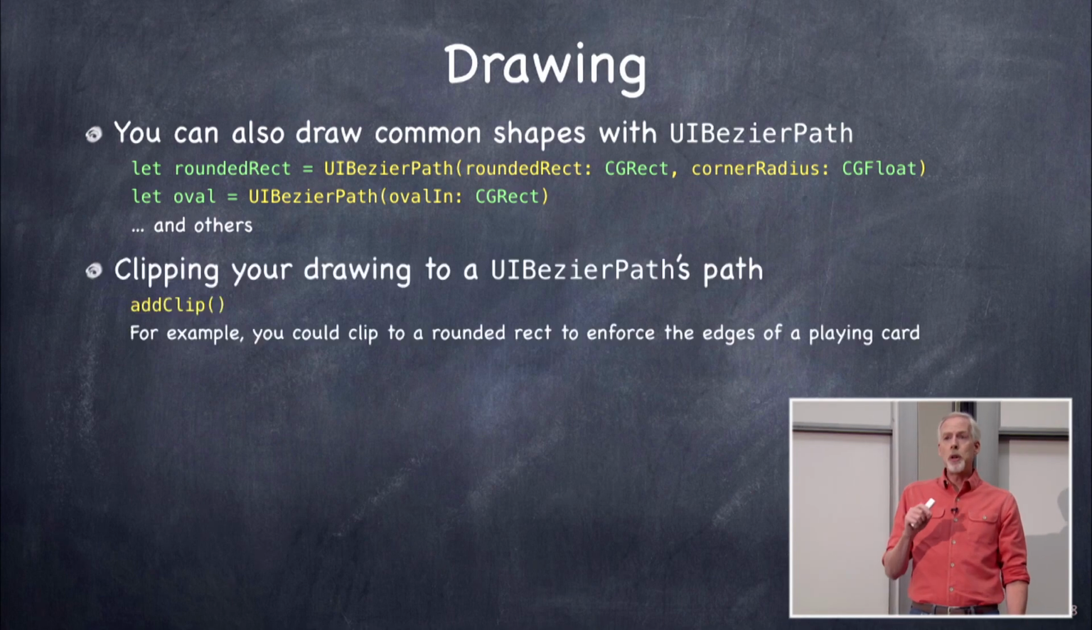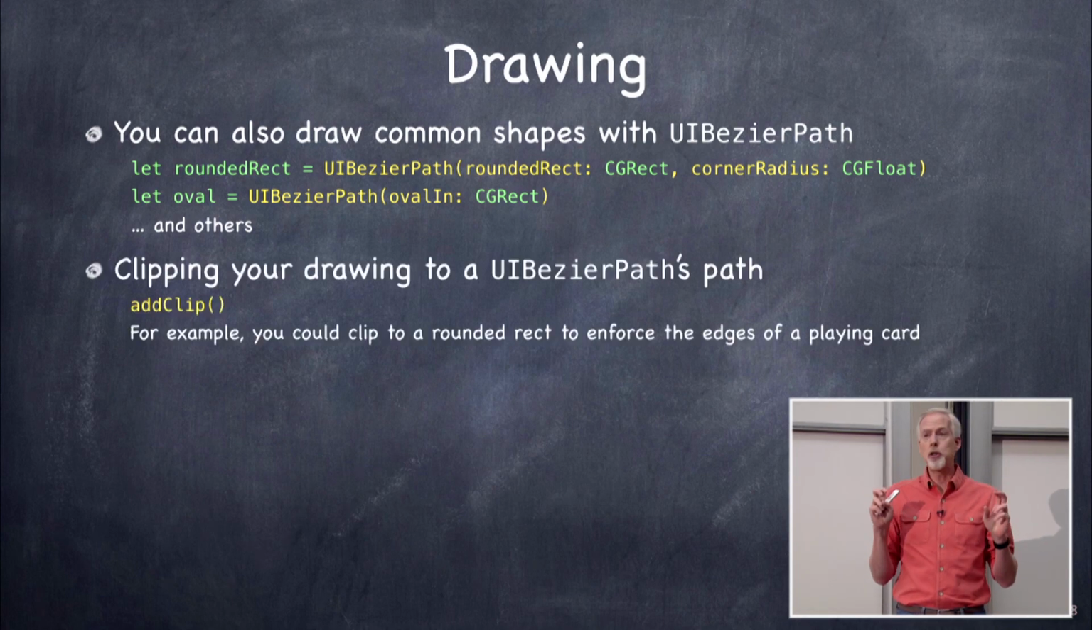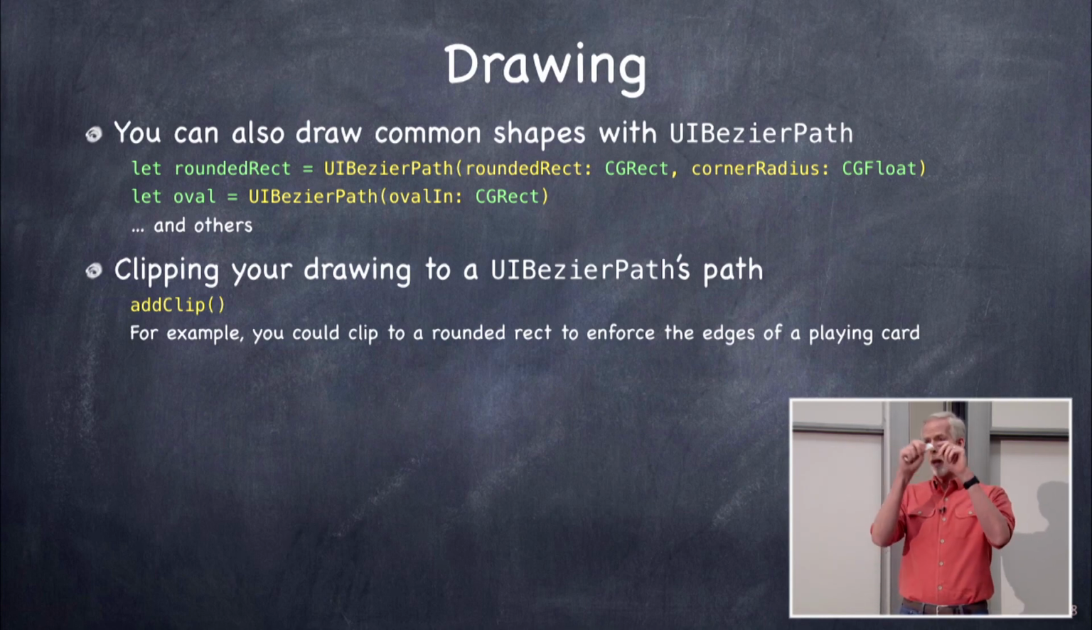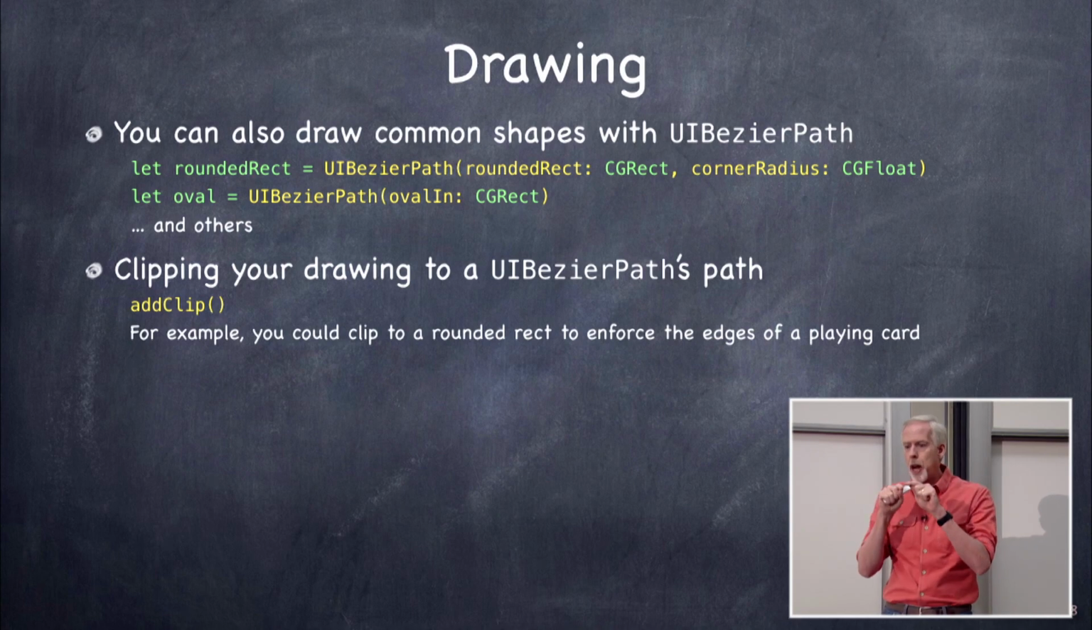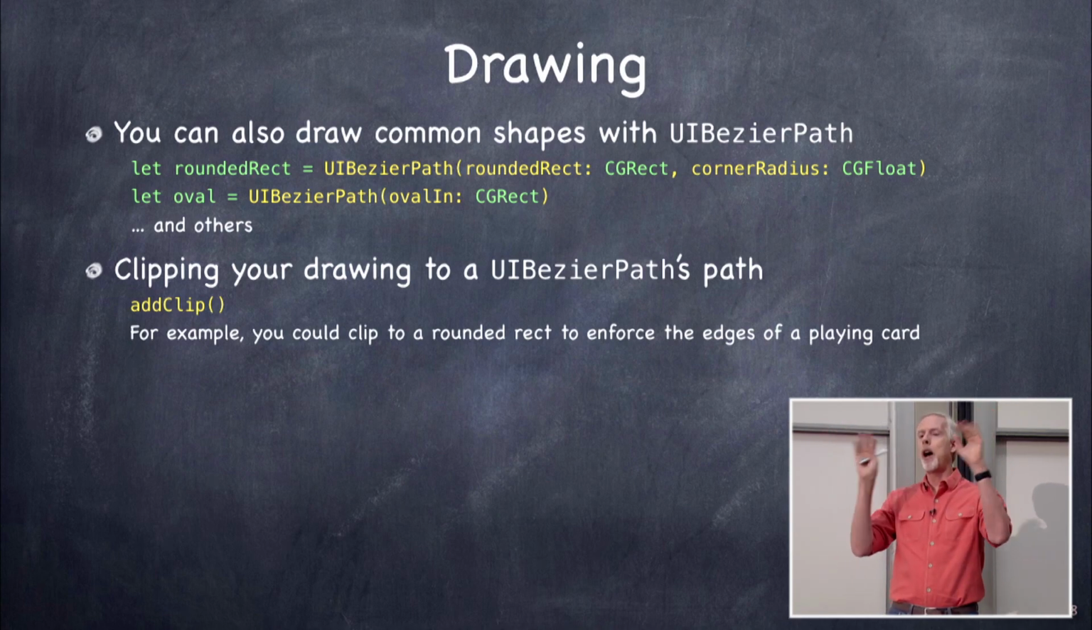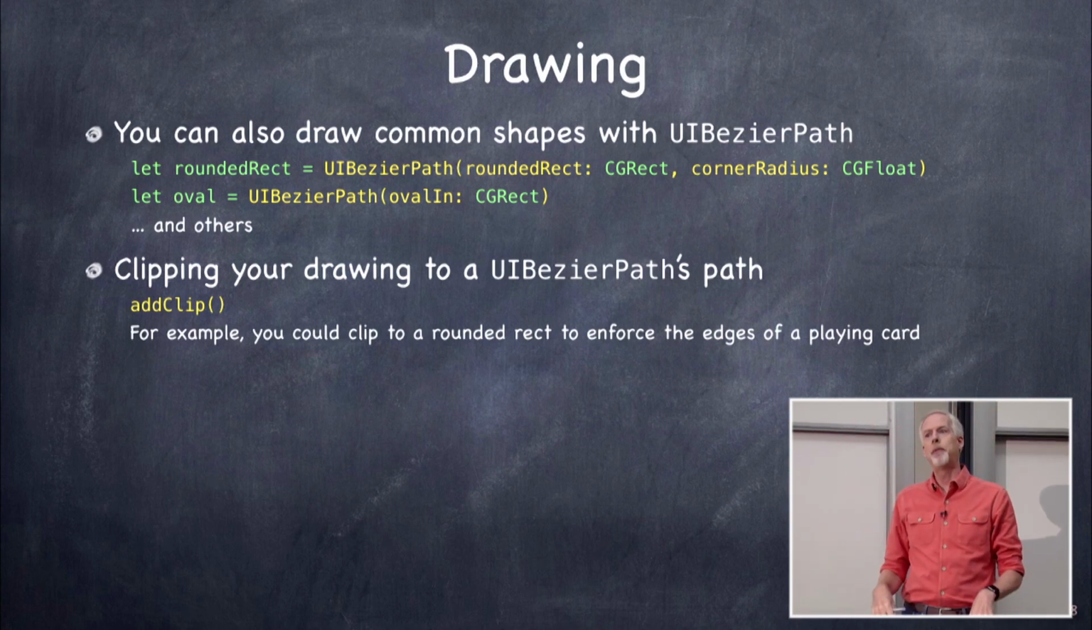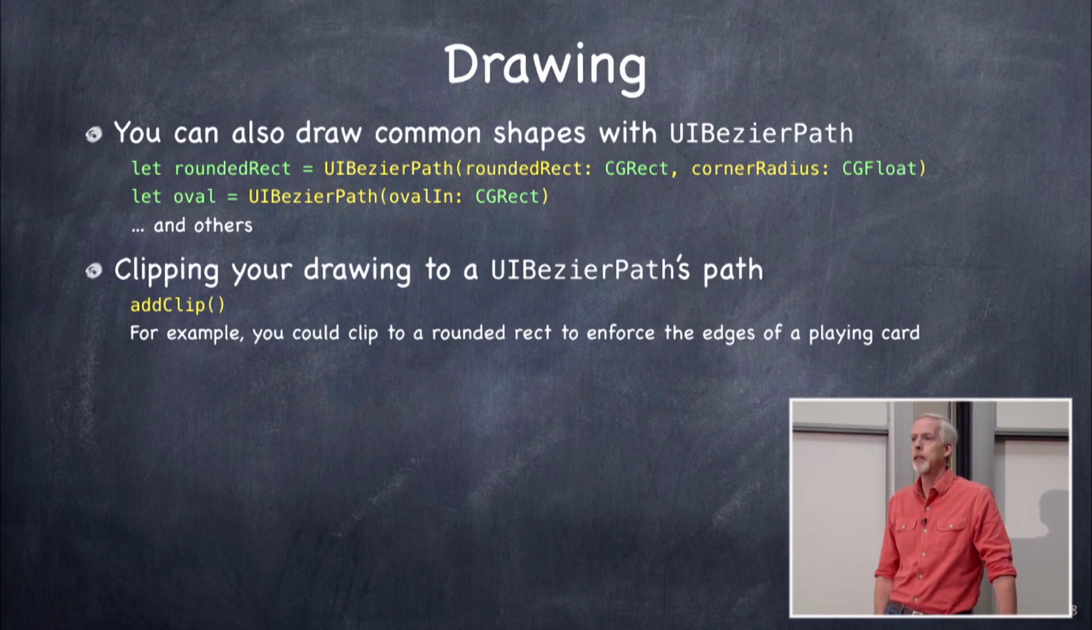Note that you can use your Bezier path to clip your drawing. You'll definitely want this for your homework. Pay attention here, okay? What that means is you draw some shape like your triangle, and if you send addClip to your path, now all future drawing will be inside that triangle. Even if you draw outside, anything outside gets clipped off, okay? So that can be really convenient for your homework. That's my hint for you, okay?